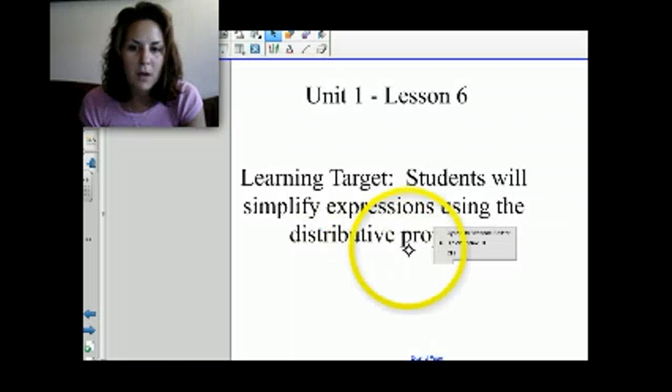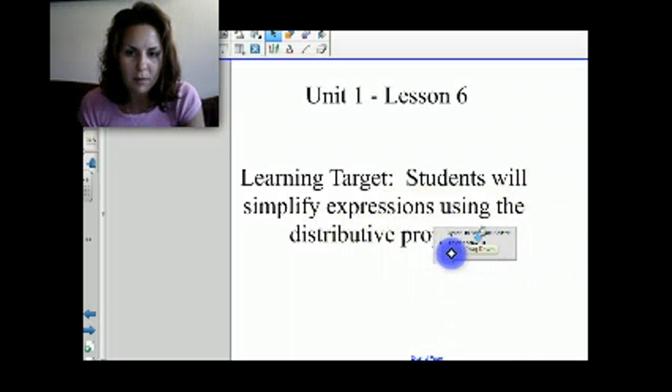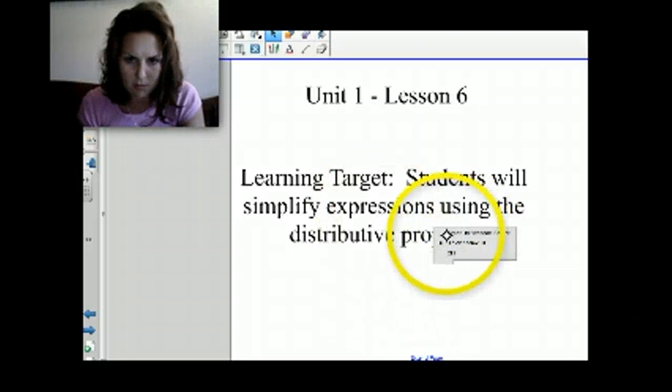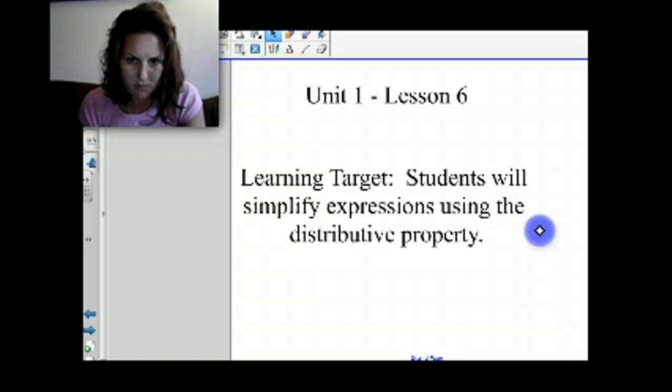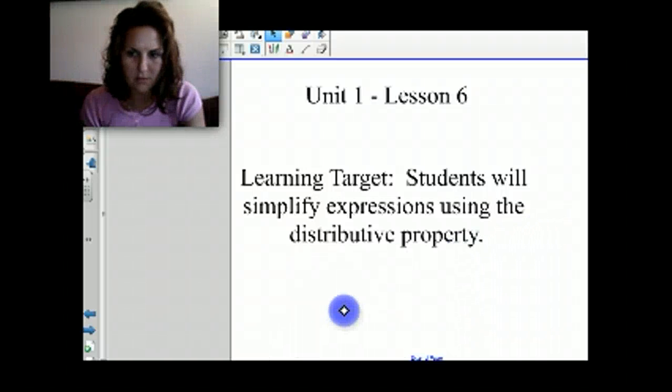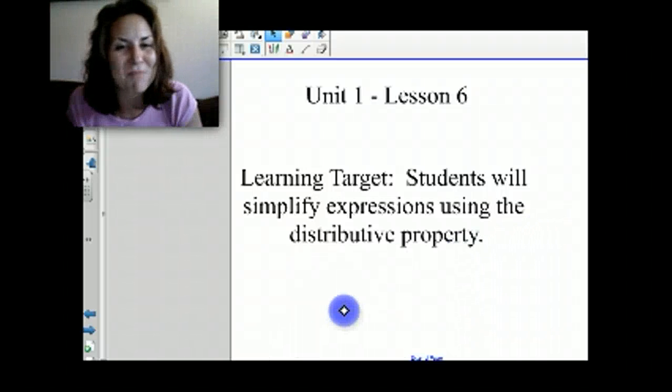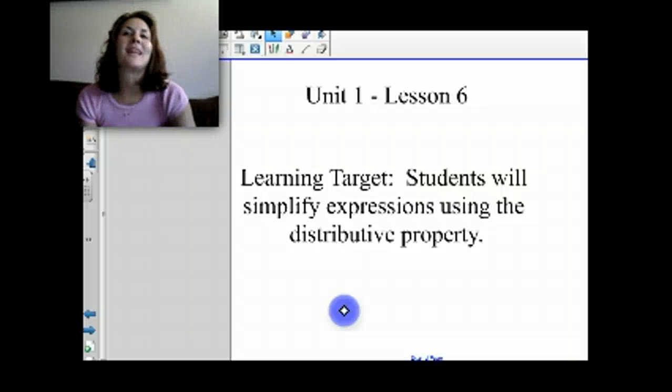So, let me pause, turn off my volume, and switch screens. Okay, here we are. But I apparently... What does that mean, drag down? Okay. Alright. I don't know what happened there. Anyway, Unit 1, Lesson 6.